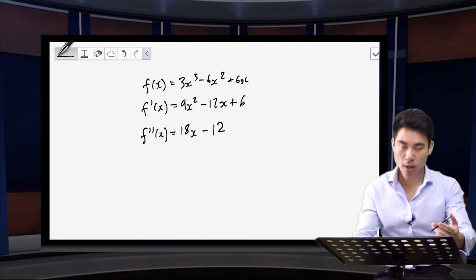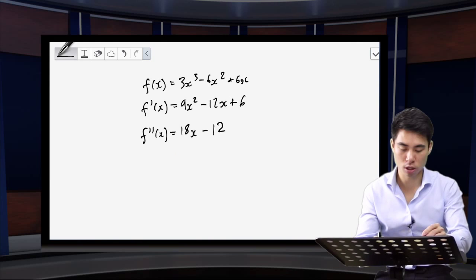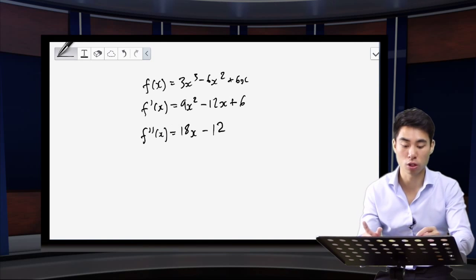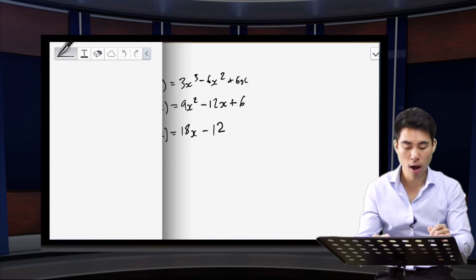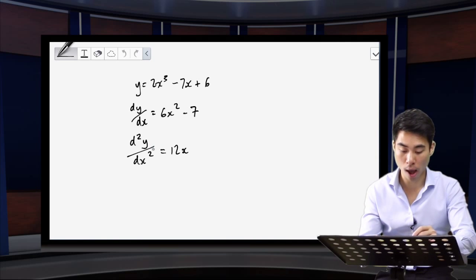So here we've looked at two different pieces of notation to denote our second derivative. Either if you're using function notation, you're going to use f double dash of x, as was the case here, whereas if you're using your y's and your x's, you're going to be using your d2y by dx squared notation there.